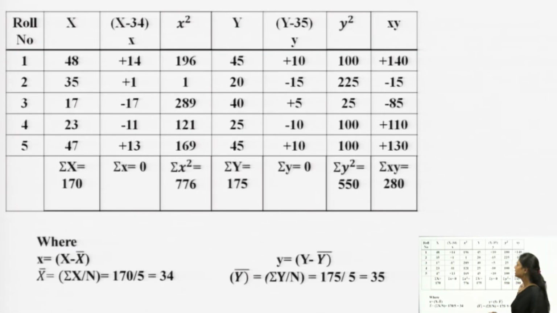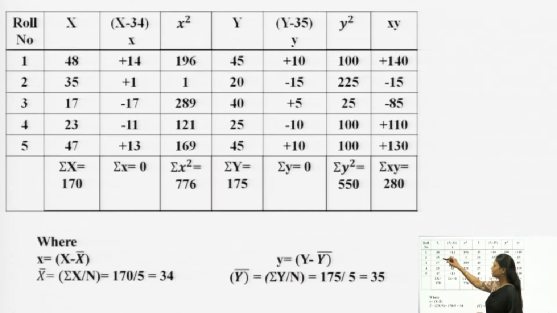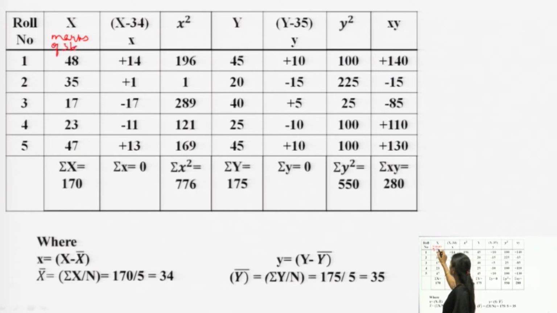Now, this is a table which we have made of the data which was given to us. Marks of stats are assumed as x, whereas marks of accounts are assumed as capital Y, which we have written here: 48, 35, 17, 23 and 47. These are marks of statistics, whereas Y was given as 45, 20, 40, 25, 45, which are marks of accounts.